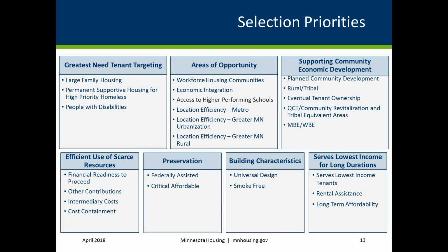The selection priorities generally fall into one of 7 major categories: greatest need tenant targeting, areas of opportunity, a new name for a category that contains primarily geographic-focused criteria, criteria that demonstrate support from the community, economic criteria targeted at promoting efficient use of Minnesota Housing resources, criteria encouraging certain types of preservation efforts, criteria that drive certain building characteristics, and finally, serving the lowest income for long durations.